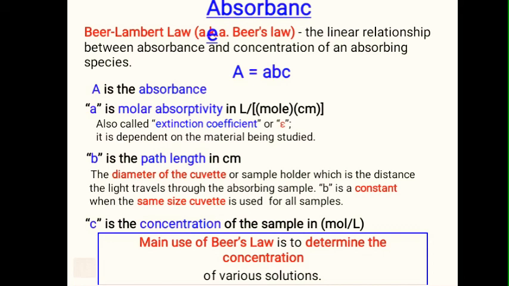b is the path length in centimeters, the diameter of the cuvette or sample holder, which is the distance the light travels through the absorbing sample. b is a constant when the same size cuvette is used for all samples. c is the concentration of the sample in moles per liter.